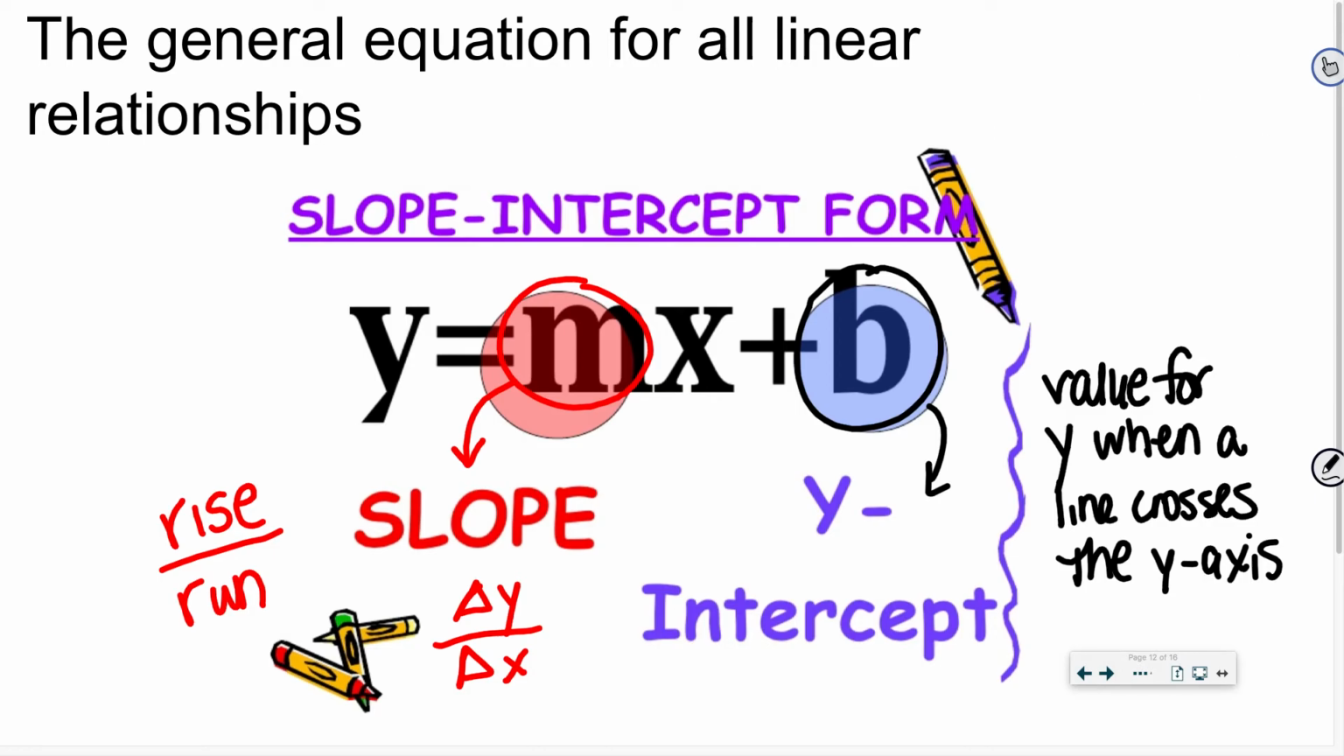Y equals mx plus b. M is your slope. B is your y-intercept. There will be an anchor chart hanging up with this on it, but I'd really like for you to have it as well in your notes. And whatever you refer to the slope as, change in y over change in x, or the rise over run. We're going to do one more example.